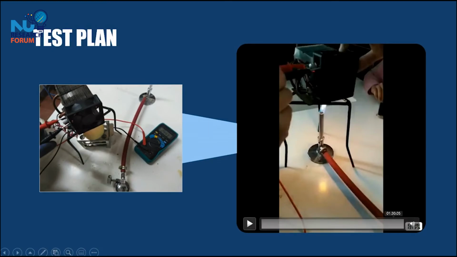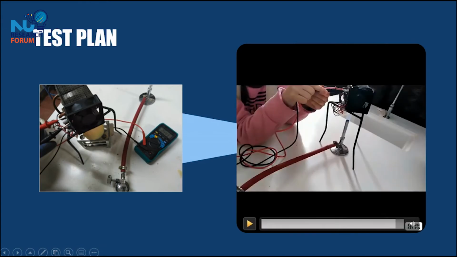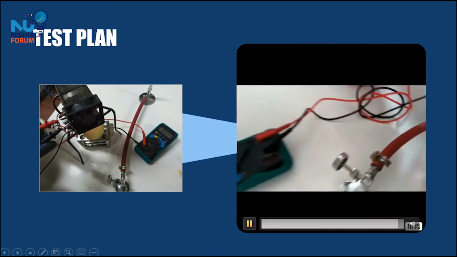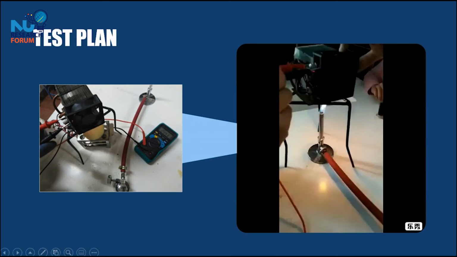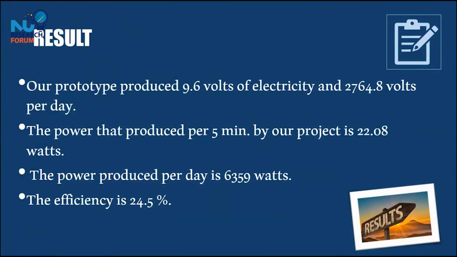After constructing our prototype, we tested it by using a heat source such as a benzene flame or a candle, as shown in this video. Then we concluded the final test plan results, which are: our prototype produced 9.6 volts of electricity and 2764.8 volts per day. The power produced per 5 minutes is 22.08 watt bulb. The power produced per day is 6,359 watt bulb. And the efficiency is 24.5%.